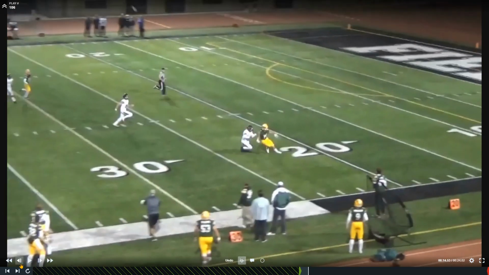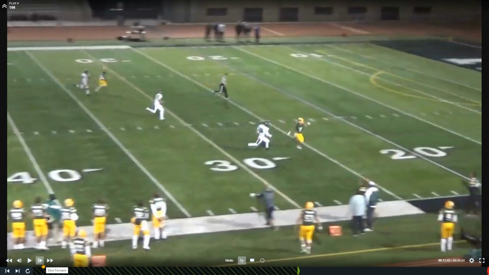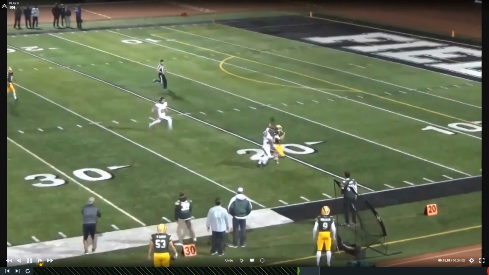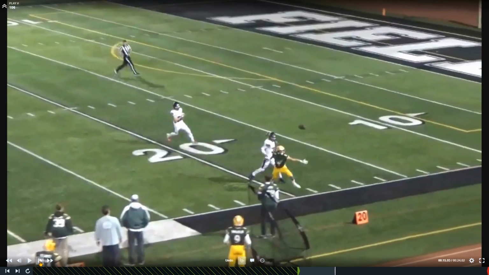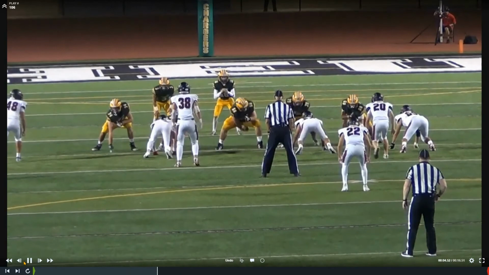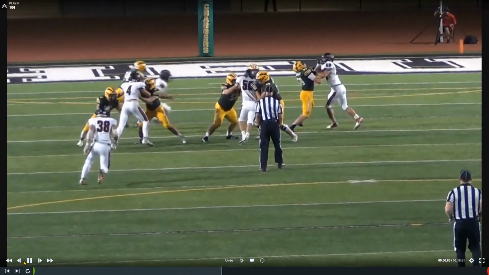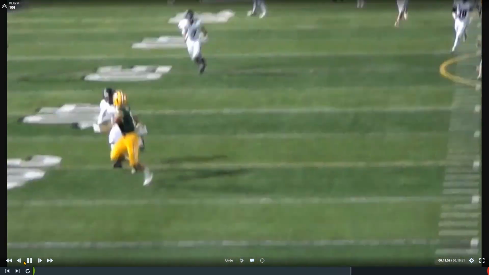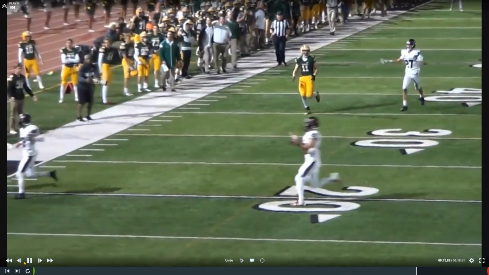I'm not sure why this wasn't called DPI. It may be because of the angle. You can see the back judge is a little bit straight lined there, but no attempt at all to play the ball. And so the level of what we'll let them get away with, and when I say them, the defense, it goes way down.